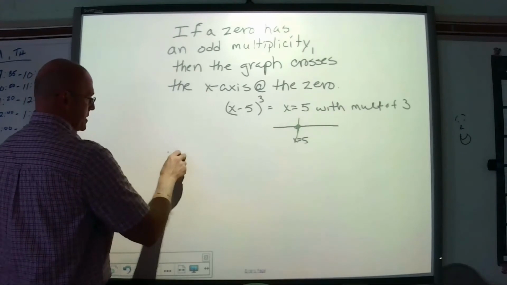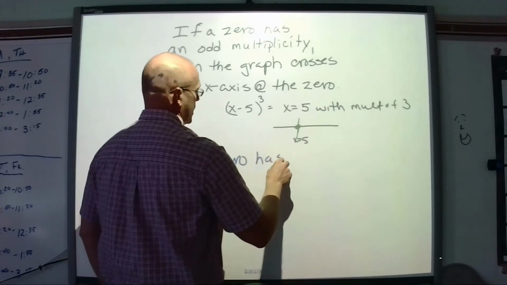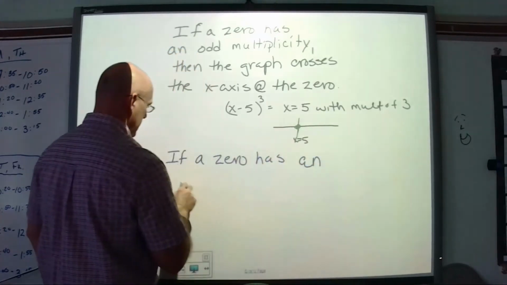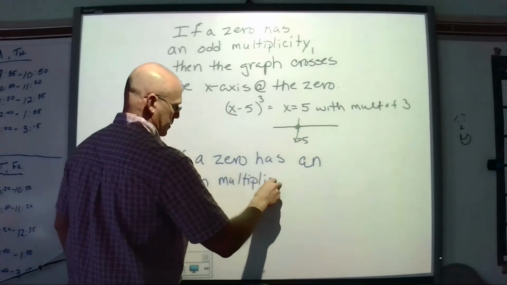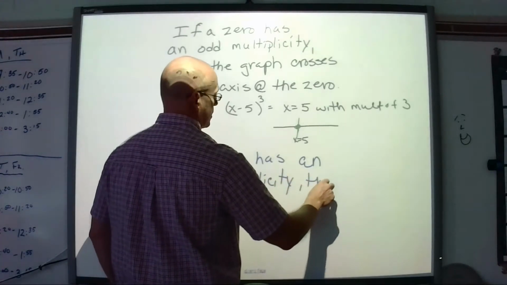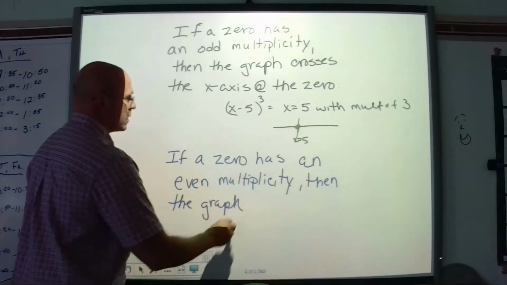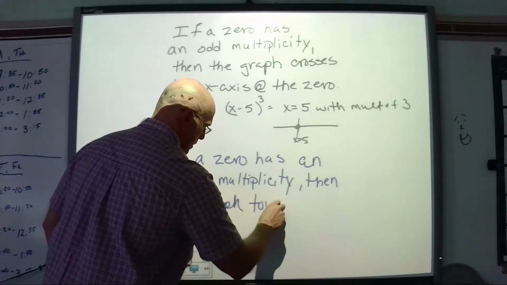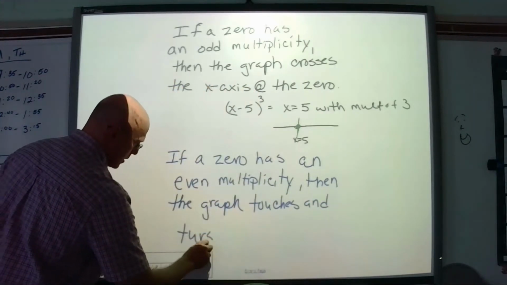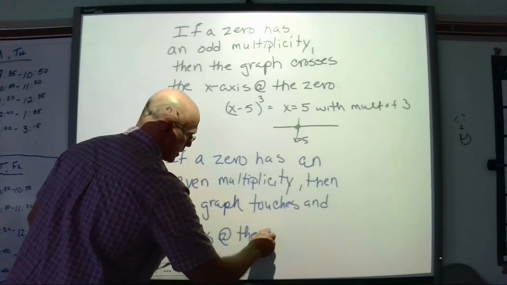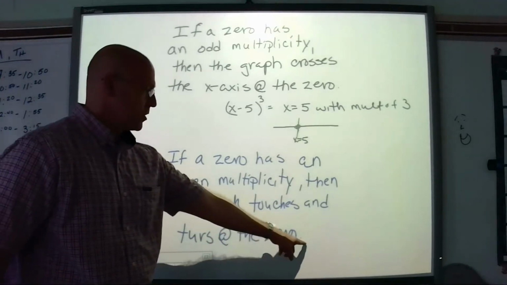The other version then says if a 0 has an even multiplicity, then the graph touches and turns at the 0. That's what I know now. It's going to touch and turn at the 0.